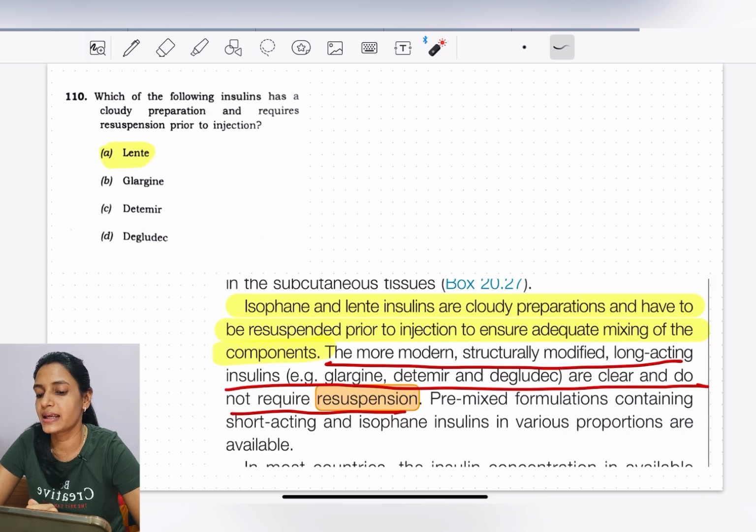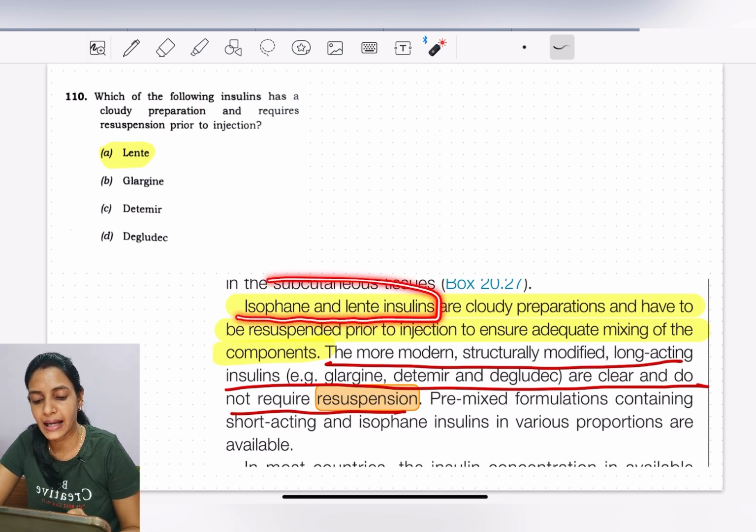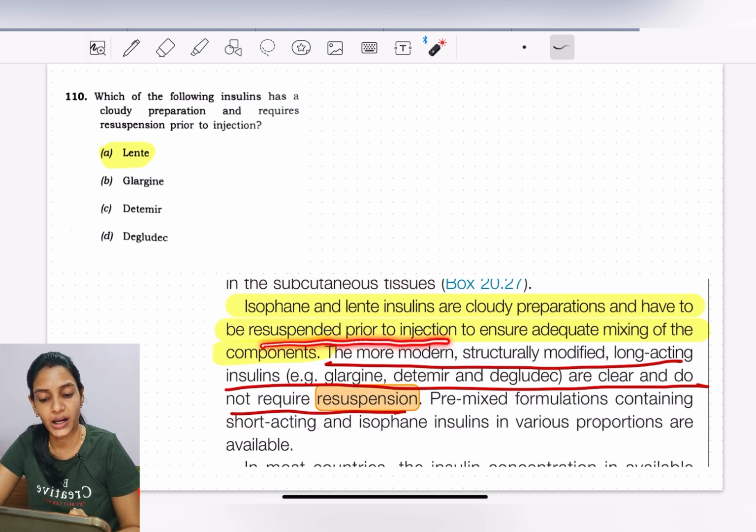Next question they are saying is about the insulin preparation. So this time they have asked about lente, but you should be knowing what other insulin preparation can give you the cloudy preparation. So isophane and lente insulin are the cloudy preparations and have to be resuspended prior to injection to ensure adequate mixing of the components. Now the more modern structurally modified long acting insulin like glargine, detemir, degludec are clear and they do not require resuspension. So these three did not require resuspension. Lente required. Other than lente we have isophane.